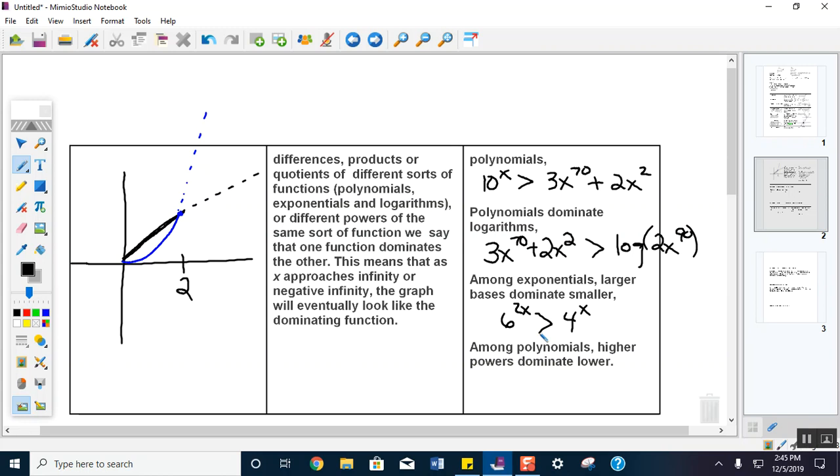It says among polynomials, higher powers dominate. So if I had maybe 2x to the 7th and 14x squared, which function over time is going to dominate? 2x to the 7th would dominate 14x squared. Again, it's just basically one function is eventually going to pass another. It might start out behind that function, but over time, as the x values get very, very large, it's going to catch up to another one and then overtake it. Okay?